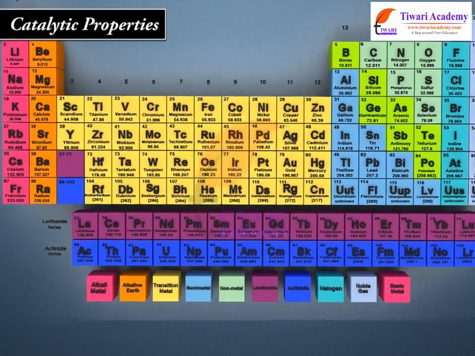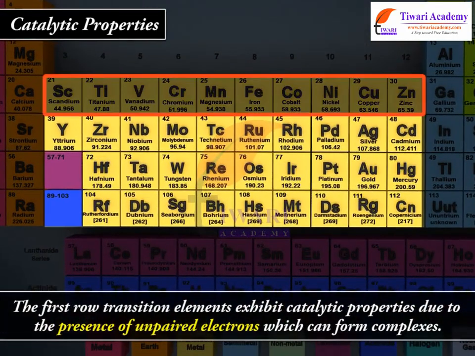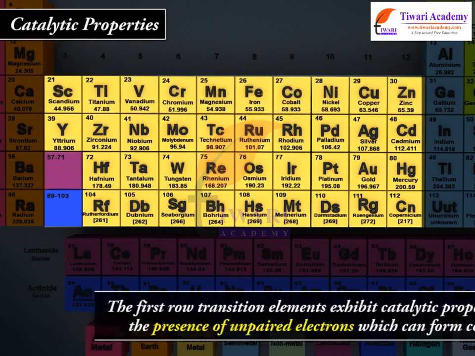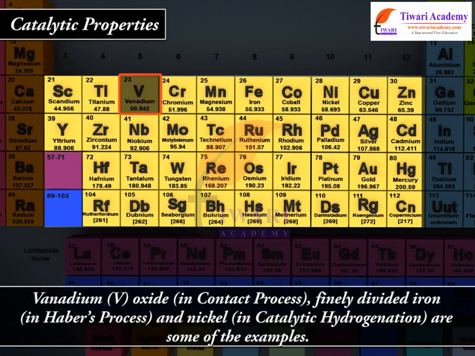Catalytic properties. The first row transition elements exhibit catalytic properties due to the presence of unpaired electrons which can form complexes. Vanadium pentoxide in the contact process, finely divided iron in Haber's process, and nickel in catalytic hydrogenation are some of the examples.